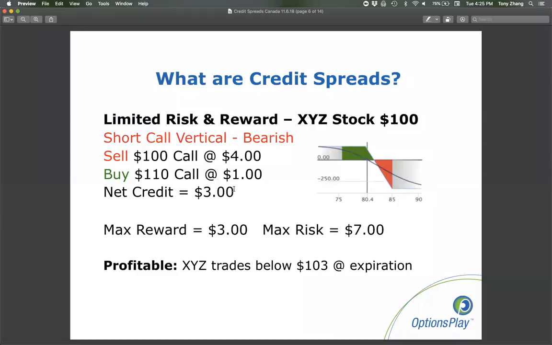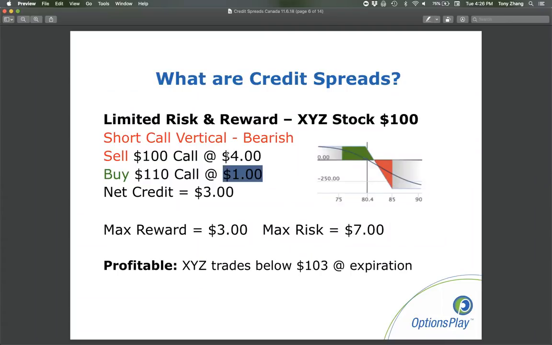Next, I want to look at the bearish side of the same trade. So same as stock XYZ at $100, but this time I'm bearish on the trade. How can I trade that? Same thing, what we're going to do is start by selling a $100 call, an at-the-money call. Let's say I collect $4 on that trade. But because selling a naked call has unlimited risk and I don't want to take that, what I'm going to do is buy a 110 call against that. And let's say it costs me $1. And what that does is it caps my risk to the upside.